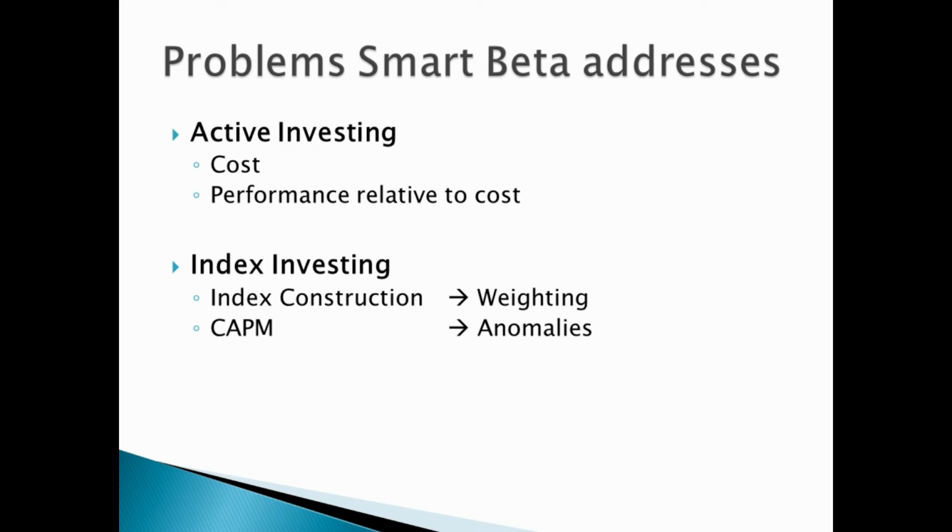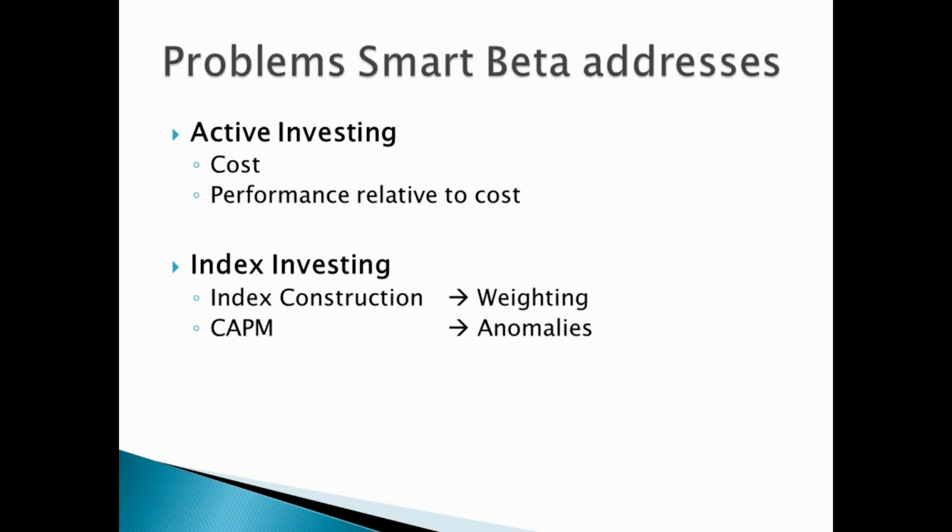Now, on this next slide, we're looking at some of the problems that smart beta addresses. Why did it ever come about to begin with? And usually it's trying to solve some issue or problem or challenge. So the issue with active investing is it's more expensive, and the question is the performance good relative to the cost? And in some cases it is, and in some cases it's not. Index investing, on the other hand, has its own challenges. One is the construction of the index. We'll look deeper at that on the next slide.